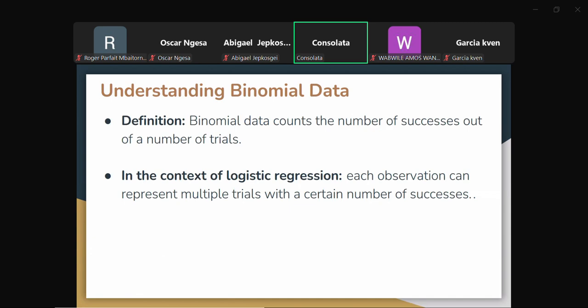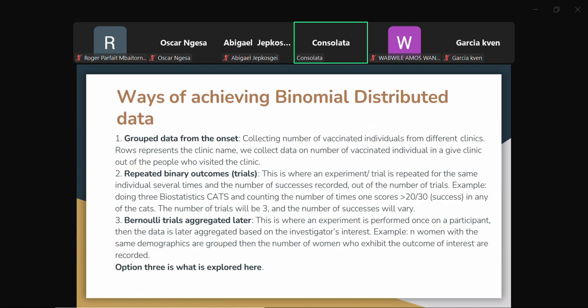And then we go to binomial. We are going to discuss this output later on and what it means. So binomial data counts the number of successes out of n trials. So you do an experiment which has two outcomes, but you repeat it n times. And there are ways of achieving binomial distributed data.